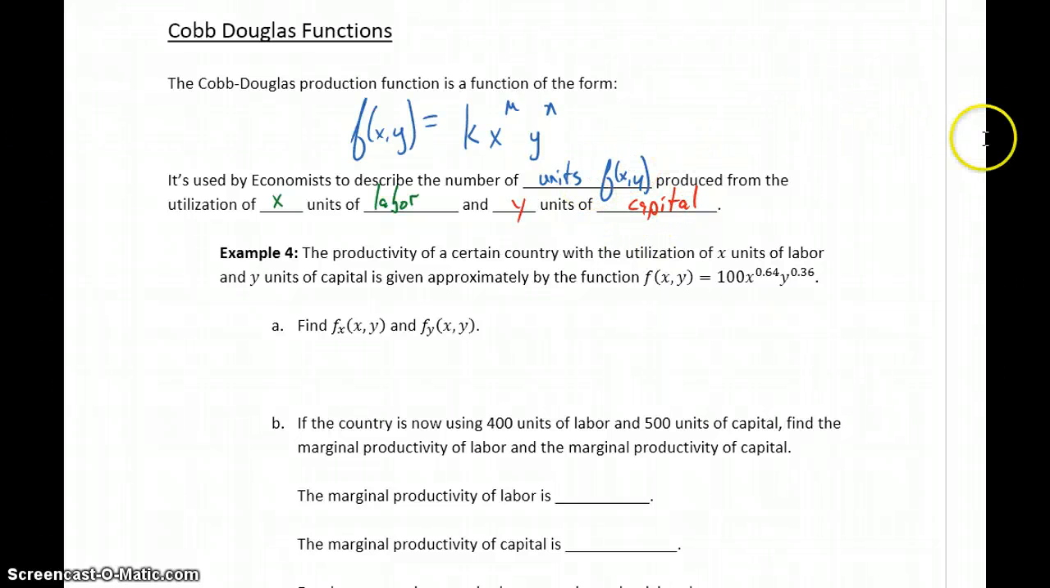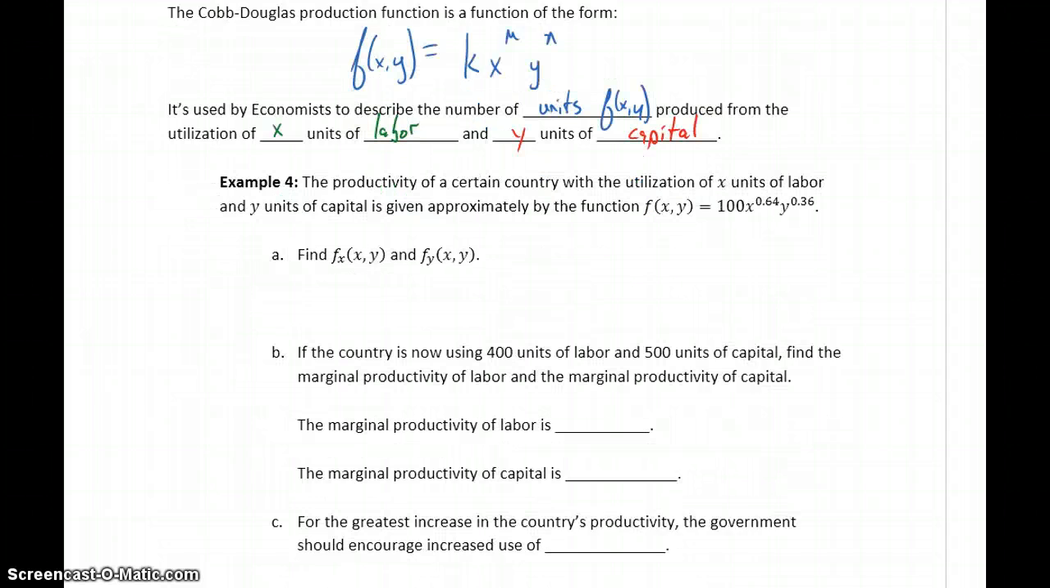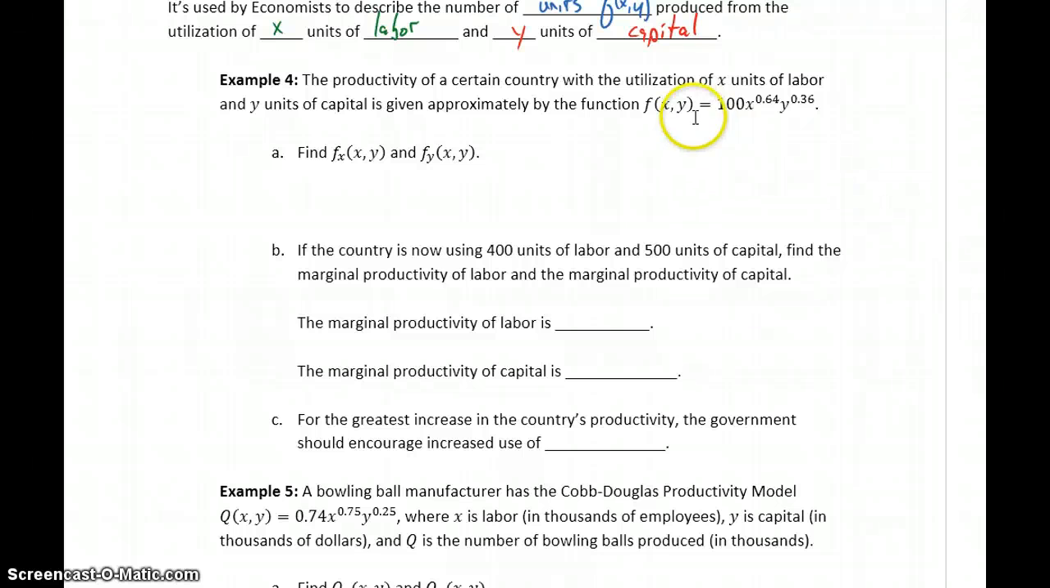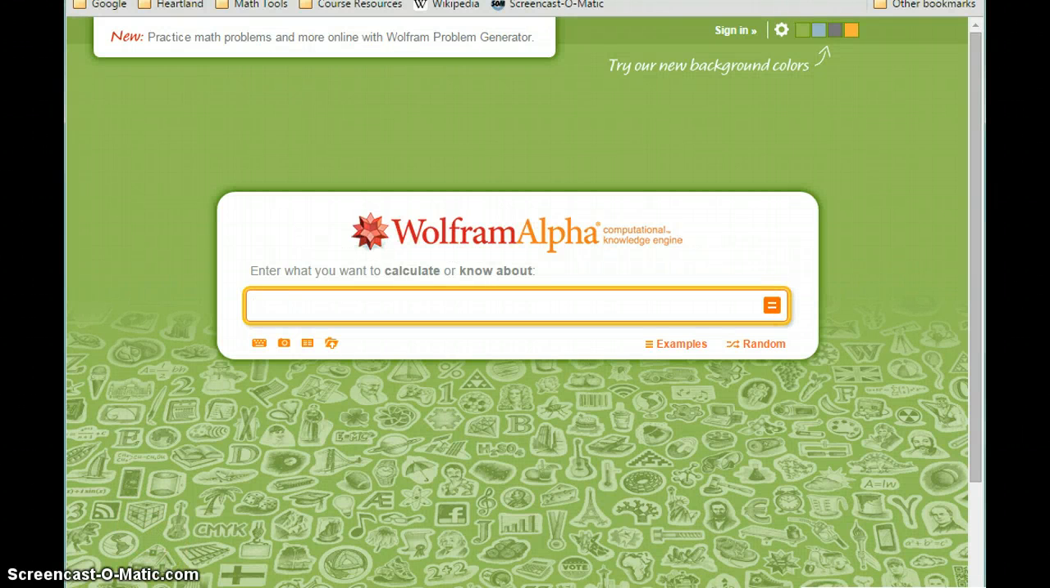So in example 4, we have the productivity of a certain country with the utilization of x units of labor, y units of capital, given by this function. We want to find f sub x and f sub y, so the derivative with respect to both x and y. So we'll ask Wolfram Alpha to find the derivative of that function with respect to both x and y at the same time.